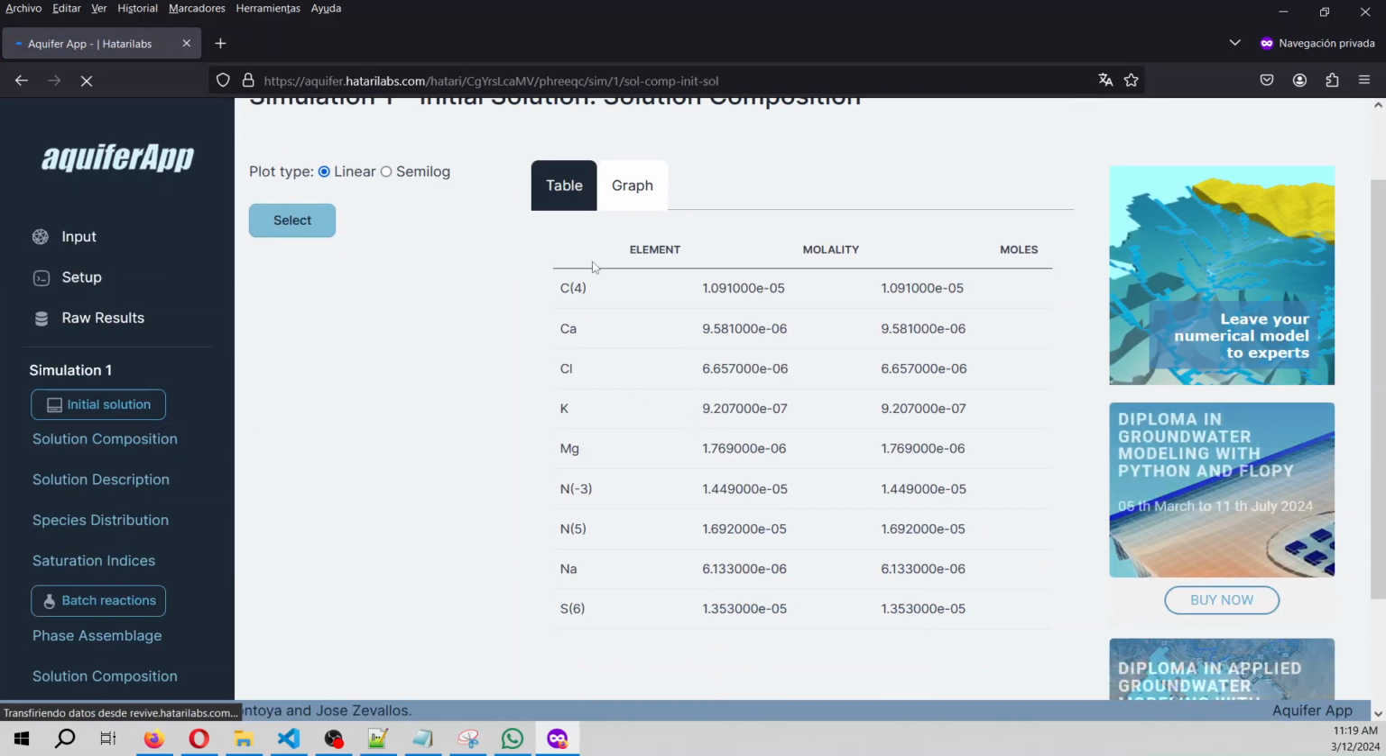This is the original composition. Please look at the amount of calcium. It's really small. The molarity is 10 to the minus 6. Of chloride it is 10 to the minus 6, and of sodium it is 10 to the minus 6. I say that because for sodium chloride we are going to add even 2 moles, so these numbers will change highly.